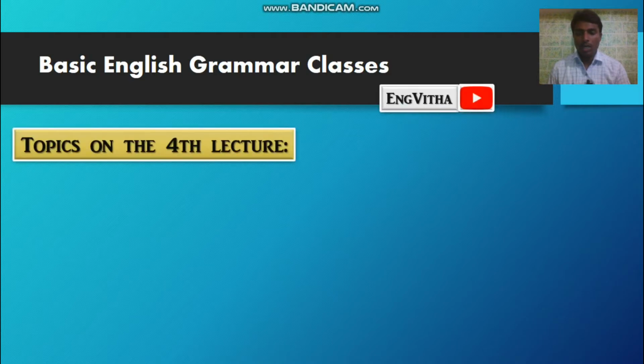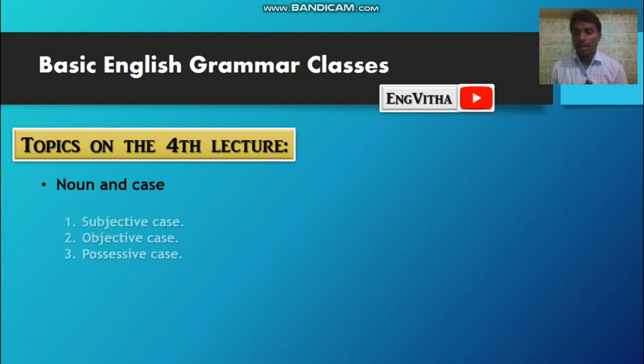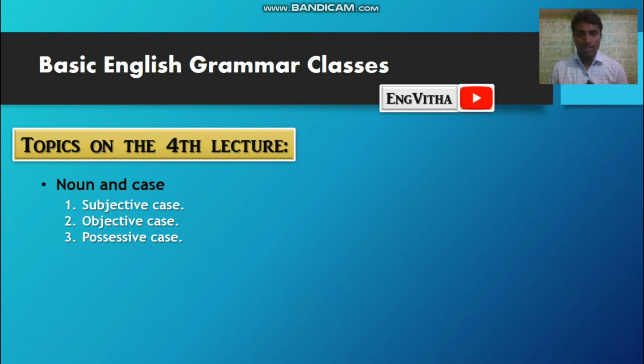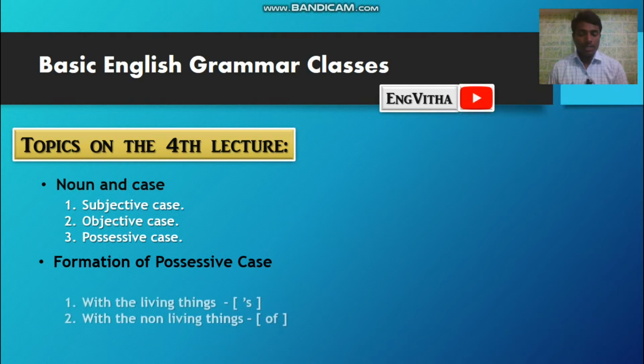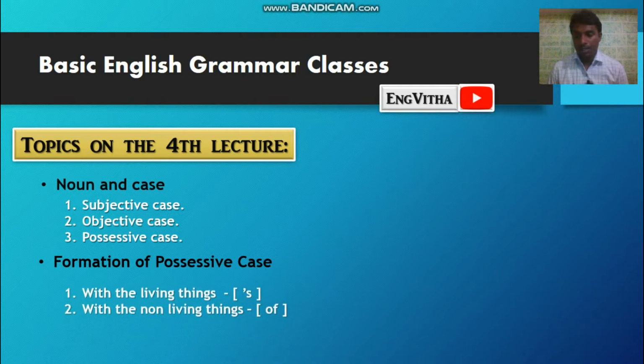In the fourth lecture, we have the topics noun and case. In English, there are three cases: subjective case, objective case, and possessive case. And we also learn in the fourth lecture the formation of possessive cases: firstly, with living things, and secondly, with non-living things. Then, before moving on to noun and case and formation of possessive case, let us see a few sentences and how they are related to these cases.